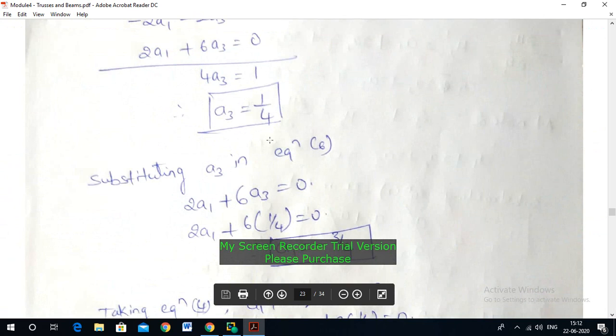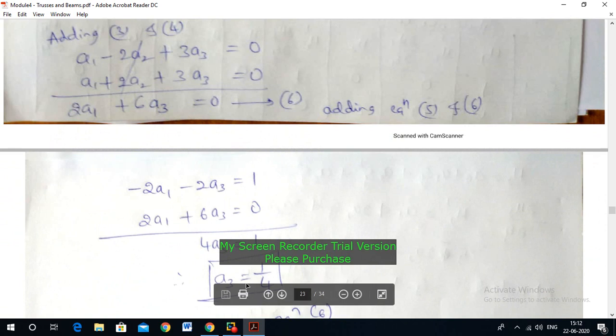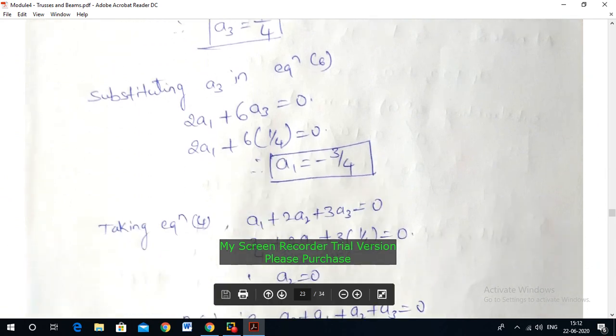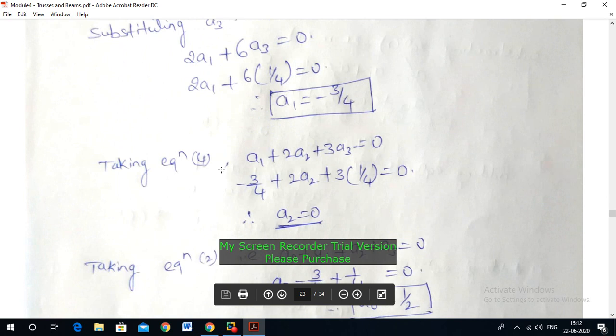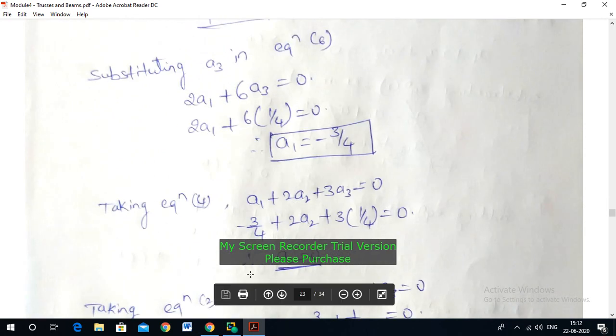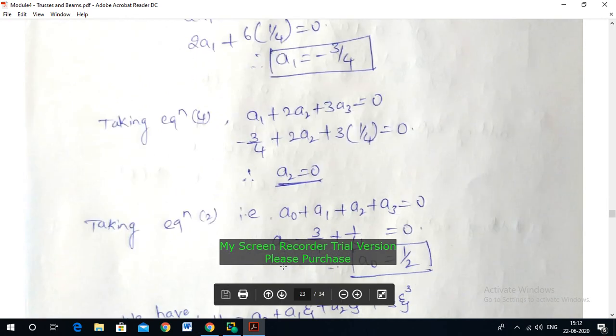Next, substituting a3 value in equation number 6, then I will get the value of a1. 2a1 plus 6a3 equal to 0, a3 is 1 by 4, and substituting a3 equal to 1 by 4 here, finally I will get a1 equal to minus 3 by 4. And next, taking equation number 4, a1 plus 2a2 plus 3a3 equal to 0, we know a1 and a3 values. Substitute in this equation, and I will get a2 equal to 0.